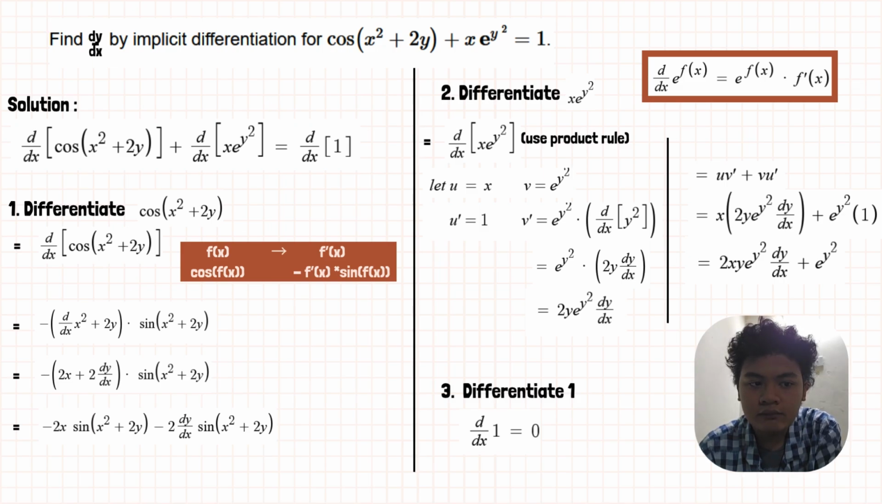Now we can expand this so it becomes negative 2x sin of x squared plus 2y minus 2 dy/dx sin of x squared plus 2y.